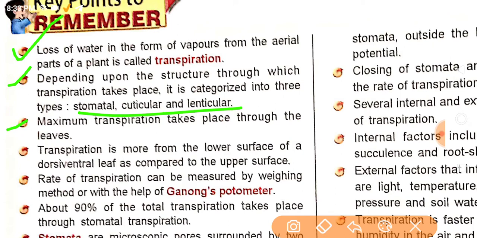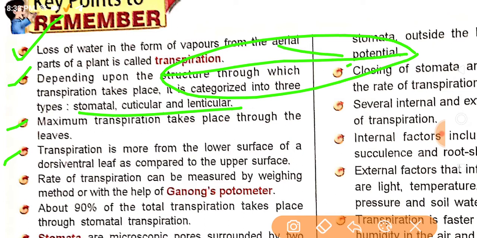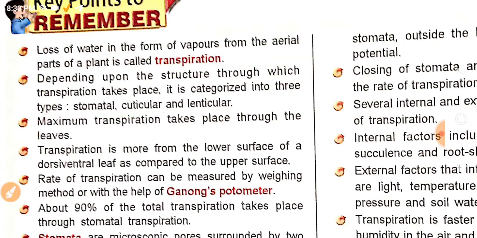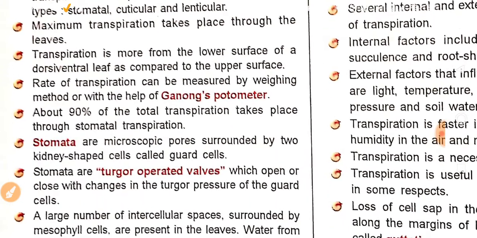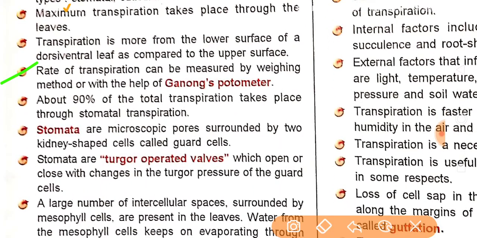Maximum transpiration takes place through the leaves. Transpiration is more from the lower surface of a dorsiventral leaf as compared to the upper surface. Okay, it means just the beneath side of, suppose this is a leaf, its base side, because stomata are present in many quantities there. Rate of transpiration can be measured by weighing method or with the help of Ganong's potometer.